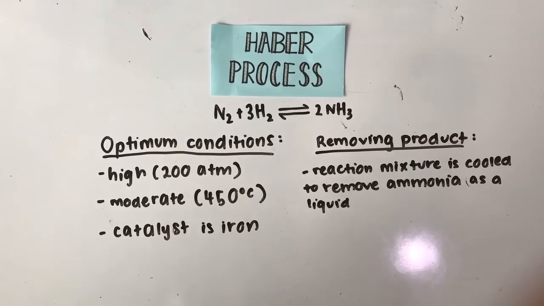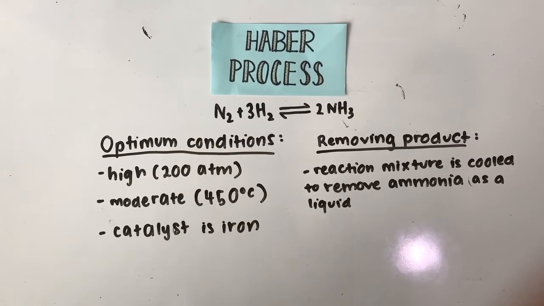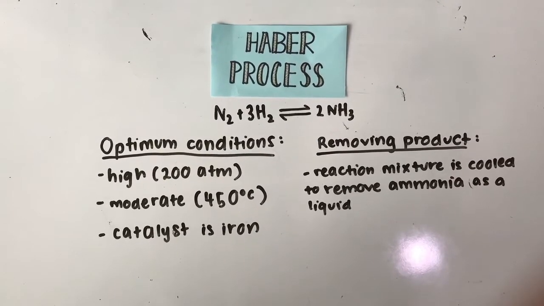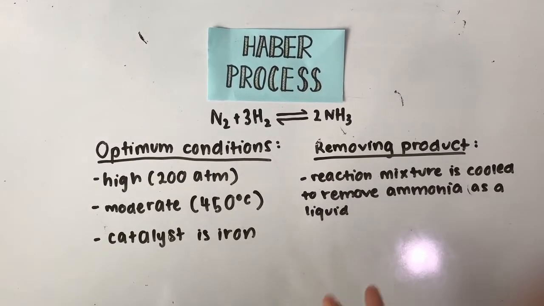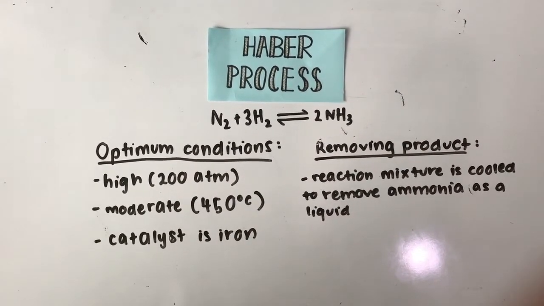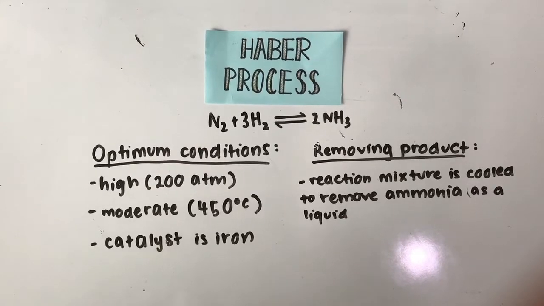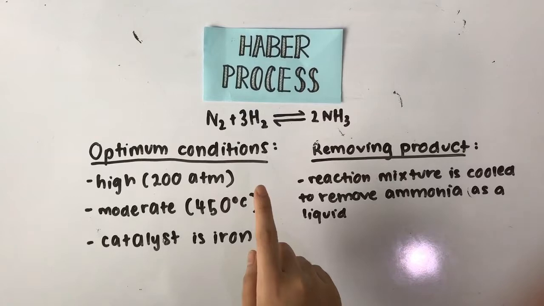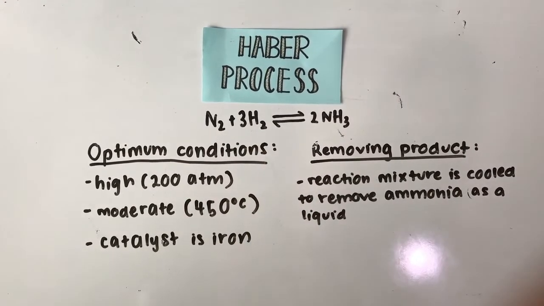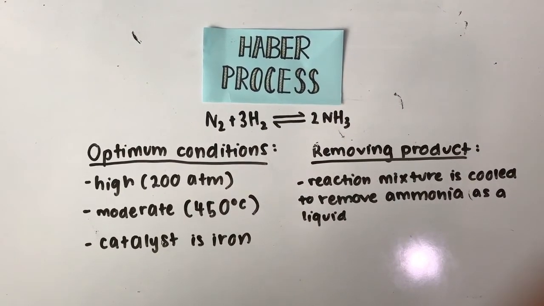The high pressure favors the side of the equation with the fewer molecules, which is the ammonia. The forward reaction is exothermic, so a low temperature favors it. But then, at a low temperature, the reaction is too slow. That's why a moderate temperature is required.